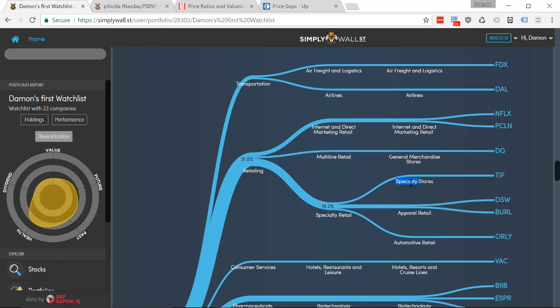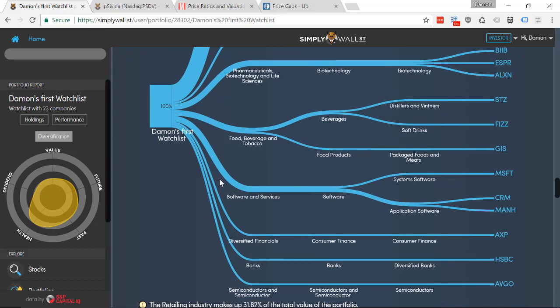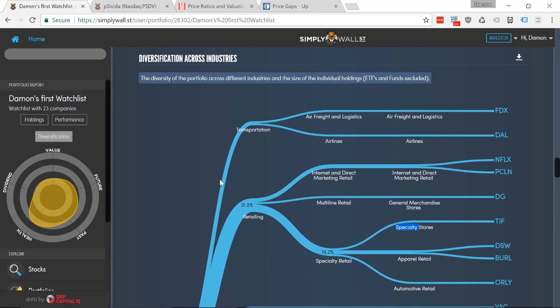And this is a lot more useful than simply looking at a bunch of tickers and trying to memorize where their sources of revenue are, so that if something happens or if you're trying to rebalance your portfolio and you have Simply Wall Street, well, you can do it by sector. You know what I mean?